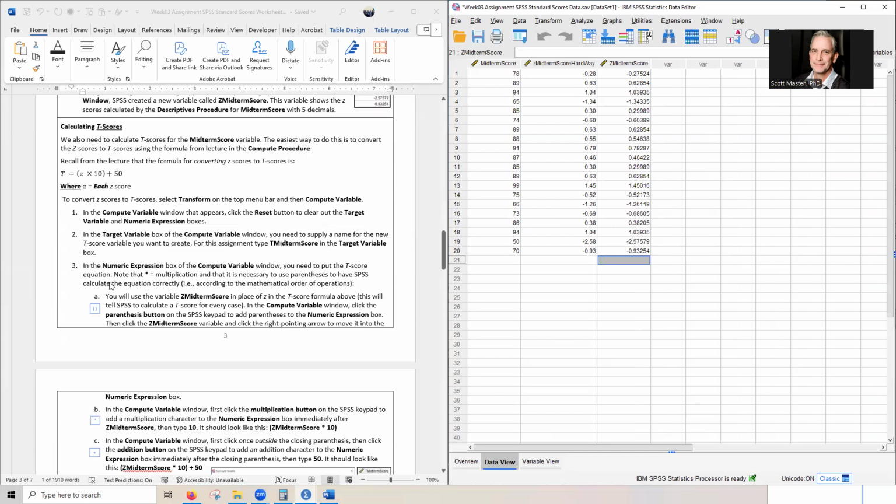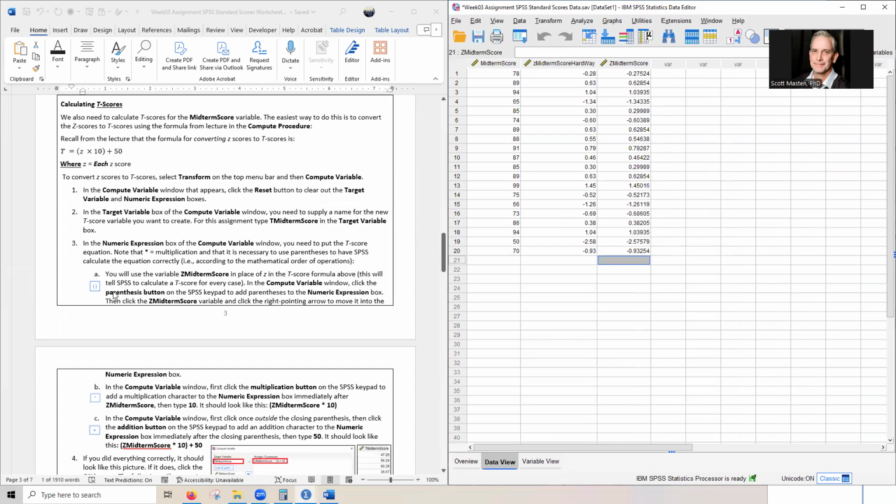So then we want to calculate t-scores for these midterm scores. So to do that, we again have to go and use compute. So this is the formula right here for converting z-scores to t-scores. Take each z-score, multiply it by 10. After you do that, in parentheses, you add 50.